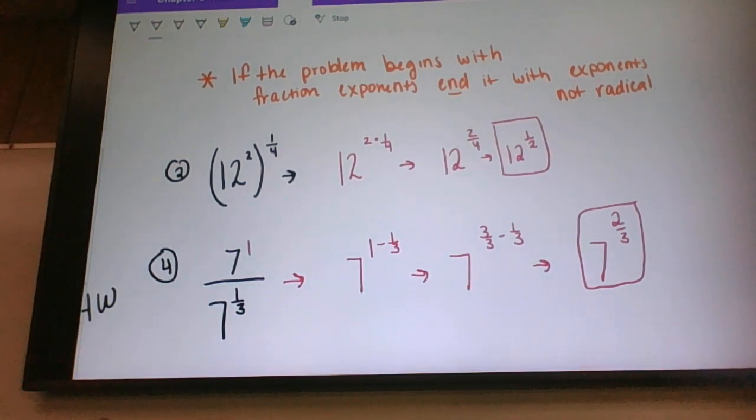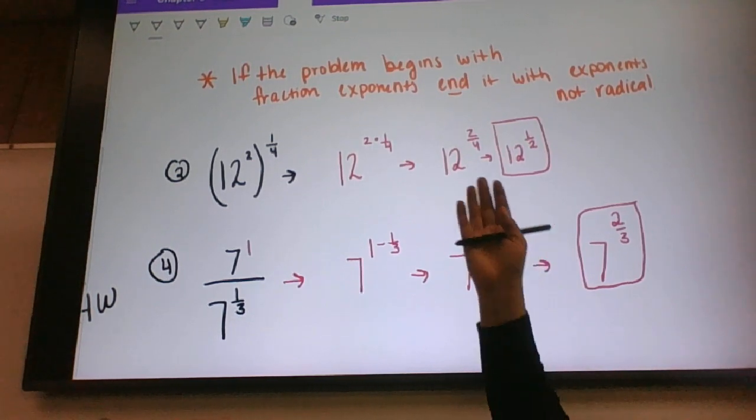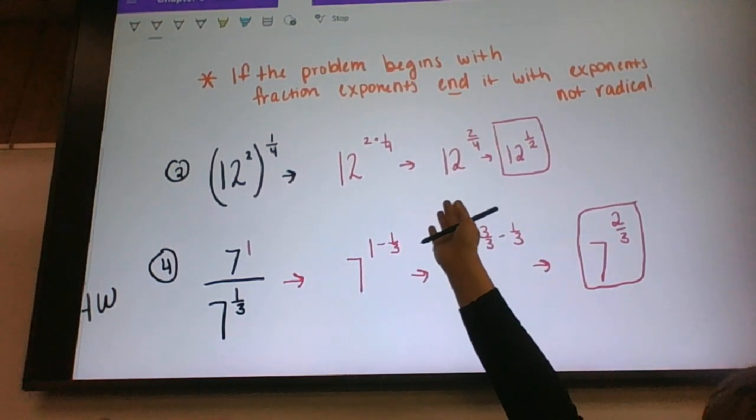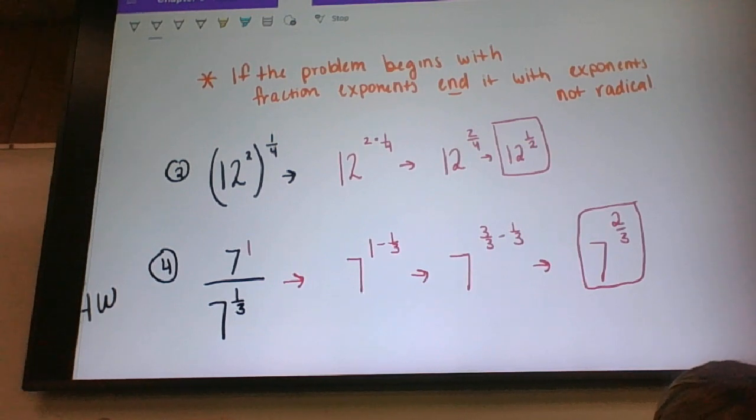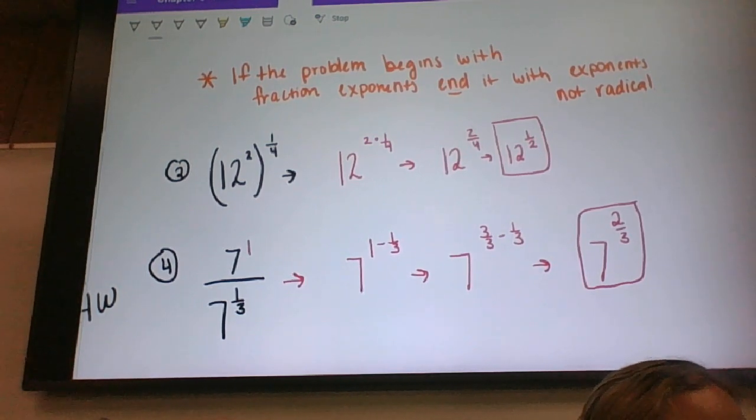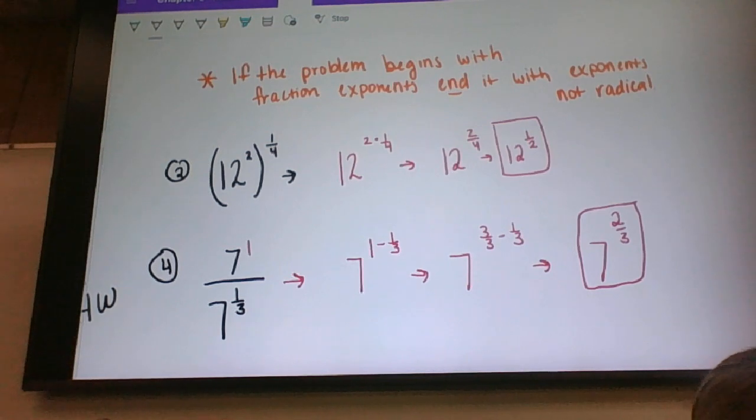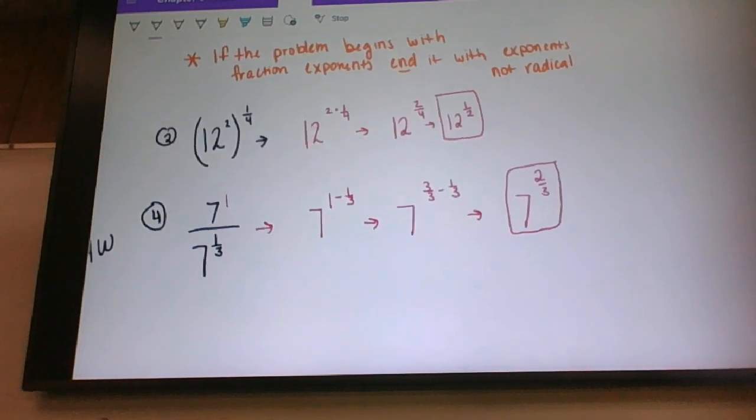One thing I want to say is if you look at 1 through 18, the first half of the problems have fraction exponents, the second have radicals. So in the first half, I'm going to end my problem with fraction exponents. In the second half, I'm going to end my problem in radical form. So they're doing both radicals and exponents in this section.